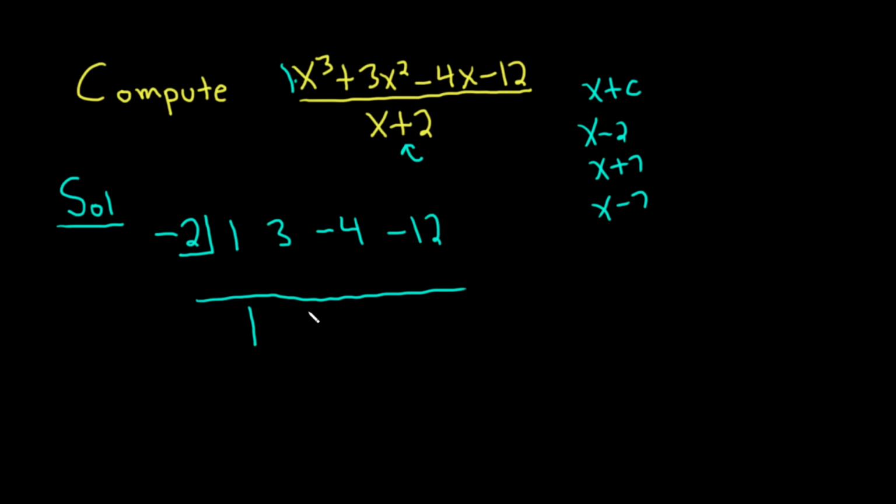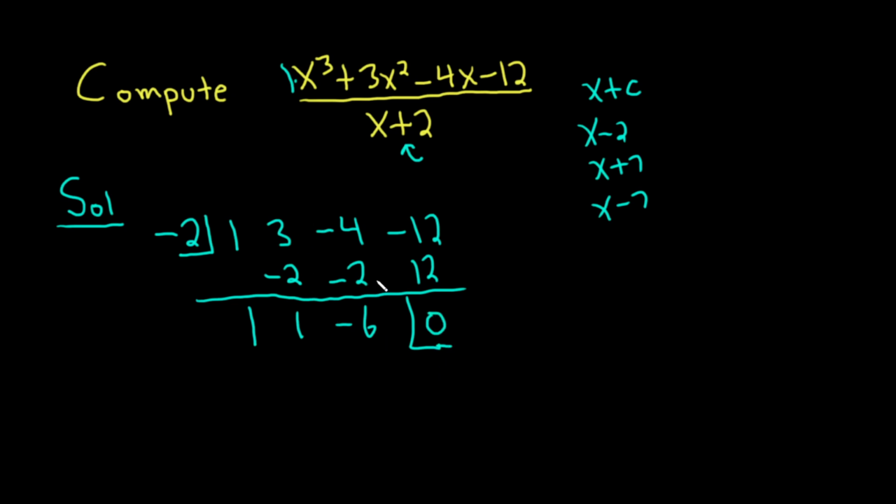And then you start the multiplication process. 1 times negative 2 is negative 2. You add, you get 1. 1 times negative 2 is negative 2. You add, you get negative 6. Negative 6 times negative 2 is positive 12. You add, you get 0. And I like to put a little bracket here, and this is the remainder.